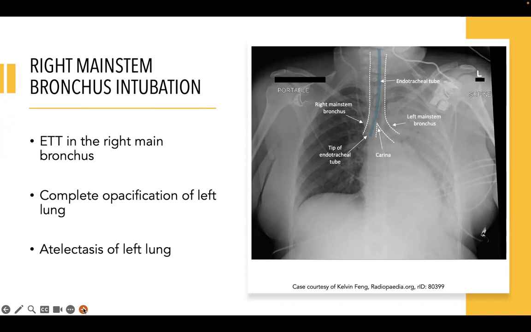This chest X-ray is of a right mainstem bronchus intubation. The endotracheal tube extends beyond the carina into the right mainstem bronchus. There is opacification of the left lung, likely representing resorptive atelectasis in this clinical context.